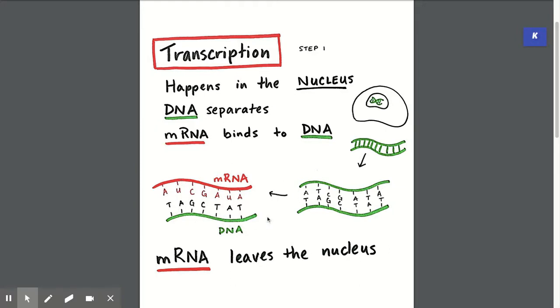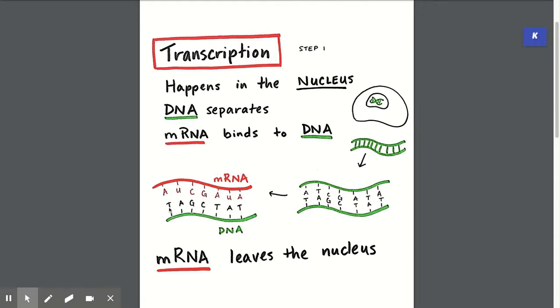And here is our DNA. We call this the template strand. This is what has the specific gene in it, and we're going to use that to make a protein. But we have to get that message out, and that is what the mRNA is going to do.